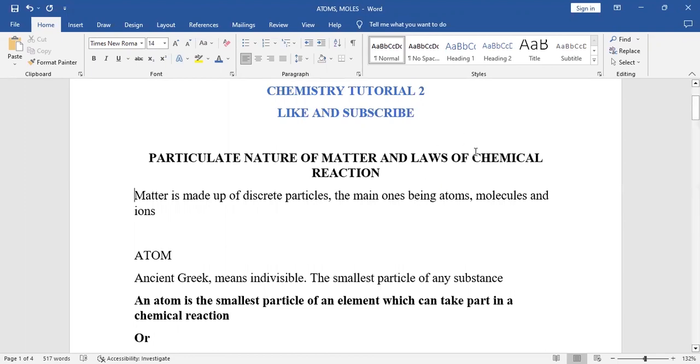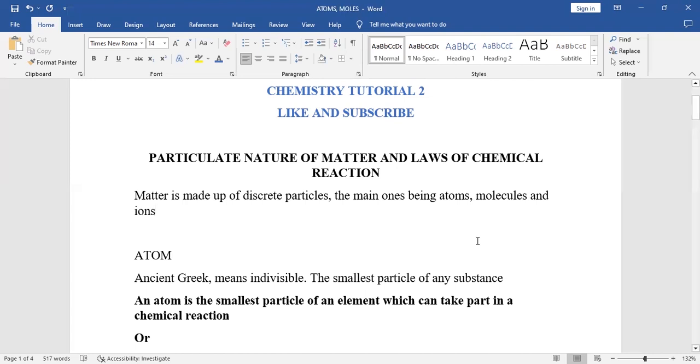So today we'll be looking at the particulate nature of matter and the laws of chemical reaction. We mentioned in the last class that matter is made up of discrete particles, which include atoms, molecules, and ions. Today we are going to focus on those three things because these are the things that relate with one another for a chemical reaction to take place. Any matter, anything that has mass and can occupy space, always contains either atoms, molecules, or ions.